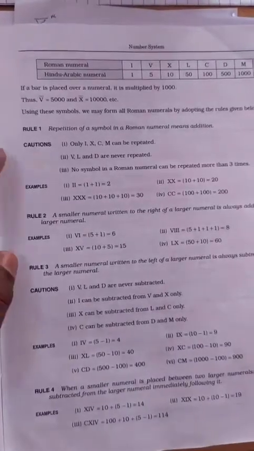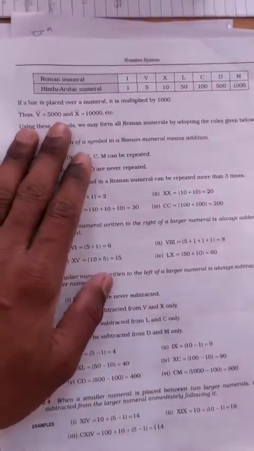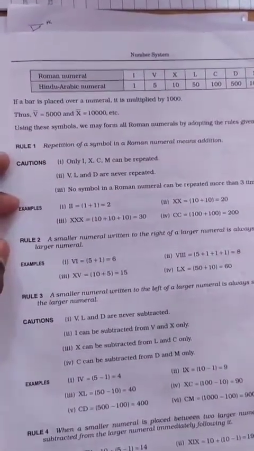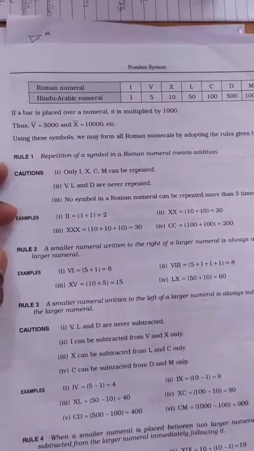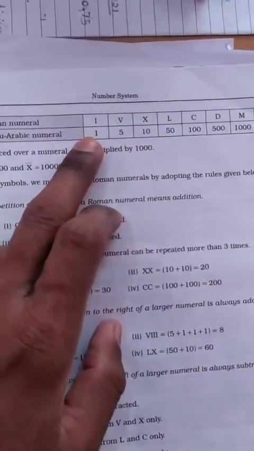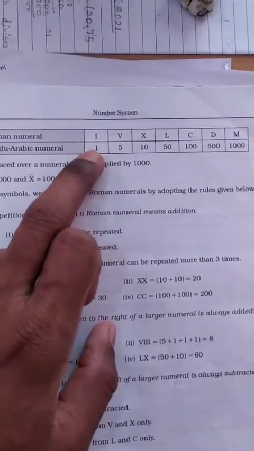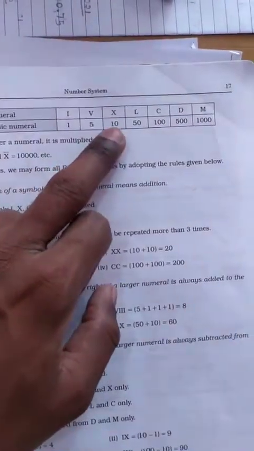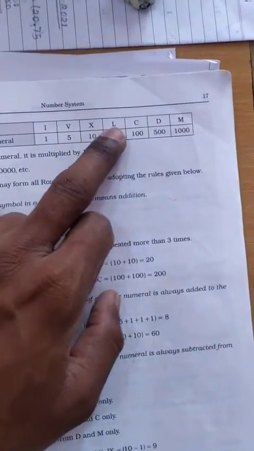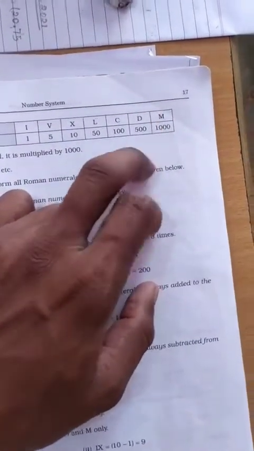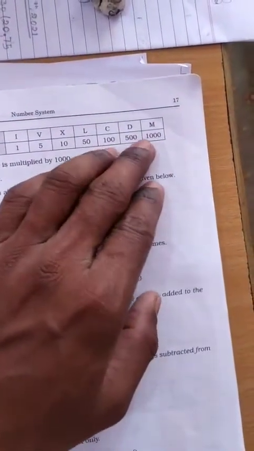Okay, students, so the first topic is the Roman numerals. Here we have to see that there are 7 basic symbols in Roman numerals which we use to write. So I stands for 1, V stands for 5, X stands for 10, and similarly L, C, D, and M. Sometimes M and K are also written for 1000.